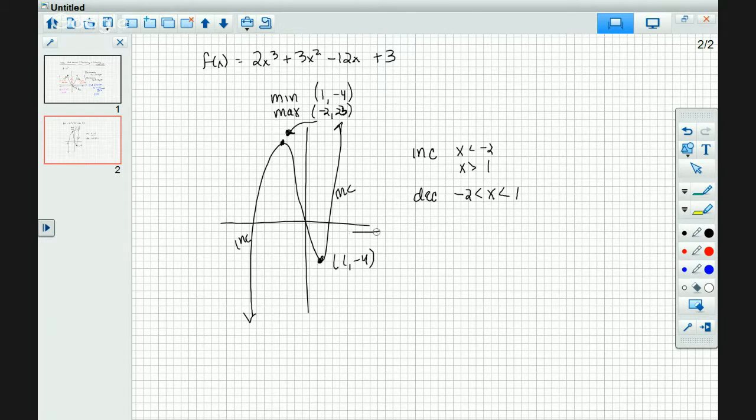Now, as x goes to infinity, what does the y do? It goes to infinity, right? As x goes to -infinity, let me write the workup.